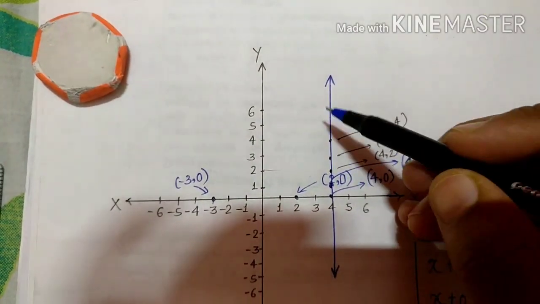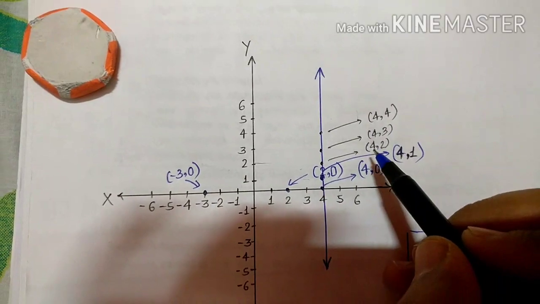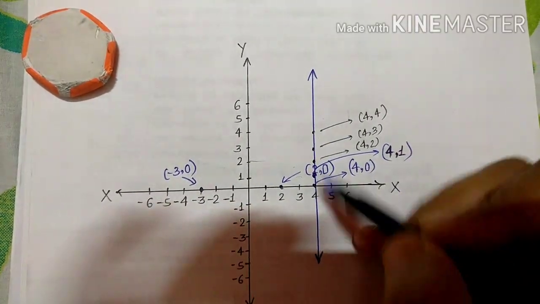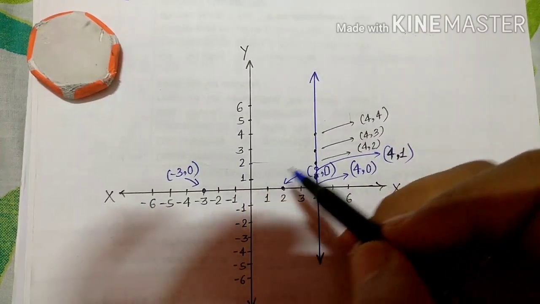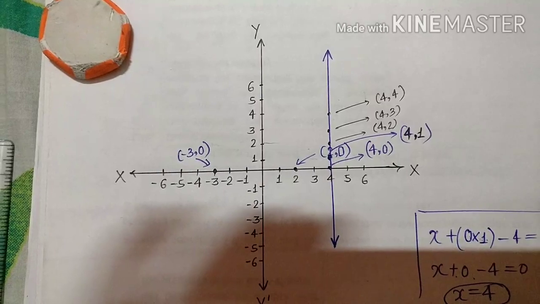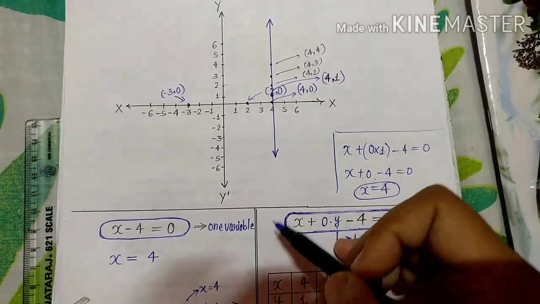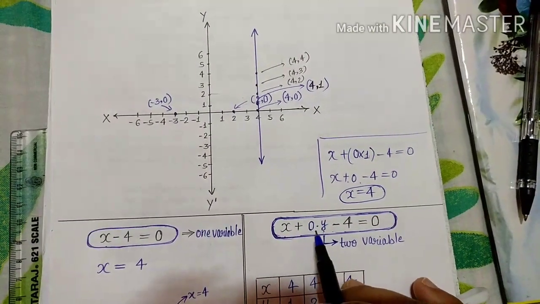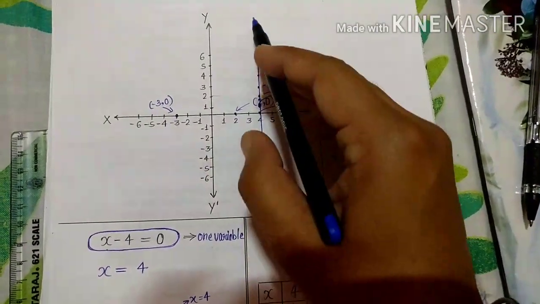So when we meet all these points, 4 comma 2, 4 comma 3, 4 comma 4, 4 comma 1, what comes? A line which is parallel to the y-axis. When we meet all these points, what comes? A line which is parallel to the y-axis. So in this way we have drawn our equation, that is x plus 0 multiplied by y minus 4 equal to 0, on the number line.